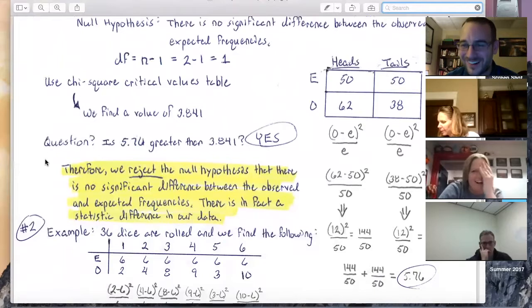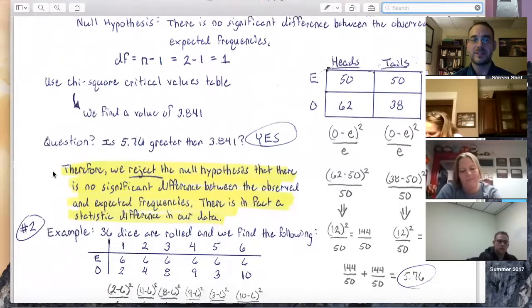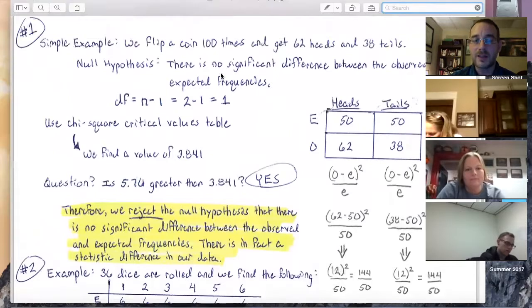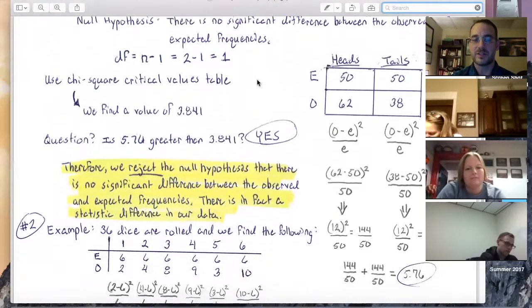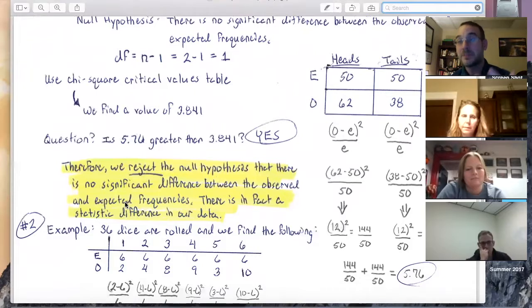If it's greater, we reject the null hypothesis. So the way we would interpret this is we reject the null hypothesis. And what was our null hypothesis? That there's no significant difference. So we reject the null hypothesis that there's no significant difference between the observed and expected frequencies. So in other words, there seems to be a significant difference in the distribution of our data.